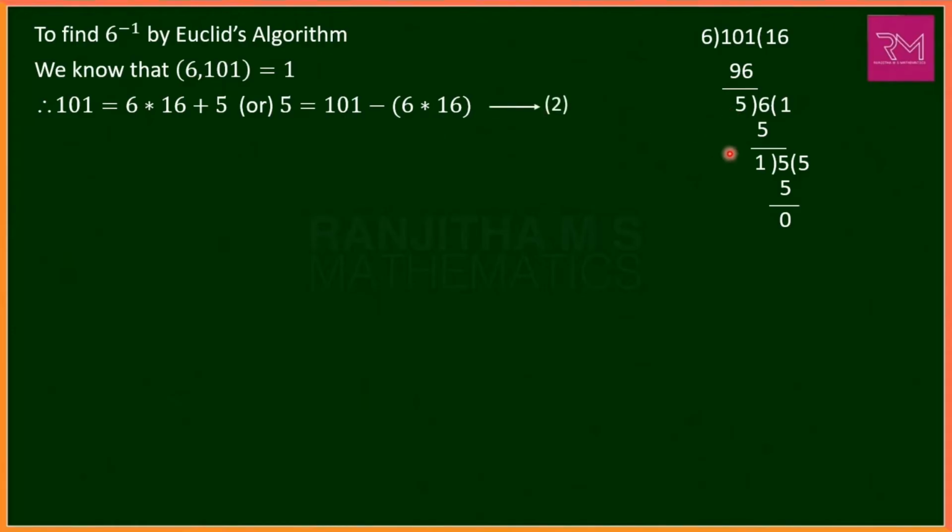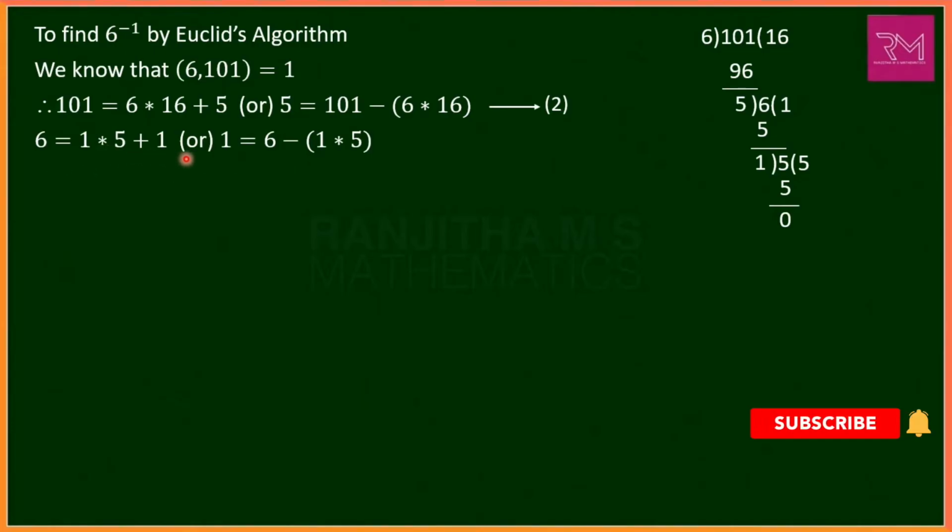In a similar way, we apply the Euclidean algorithm formula for this. We get 6 equals 1 into 5 plus 1. That is, 6 is the dividend, 5 is the divisor, 1 is the quotient and 1 is the remainder. Therefore, we can write it as 6 equals 1 into 5 plus 1, or we can write this as 1 equals 6 minus 1 into 5. Call this equation number 3.